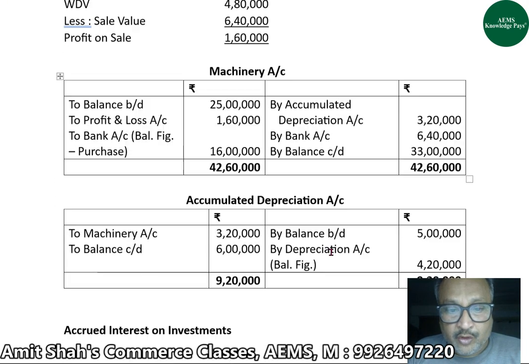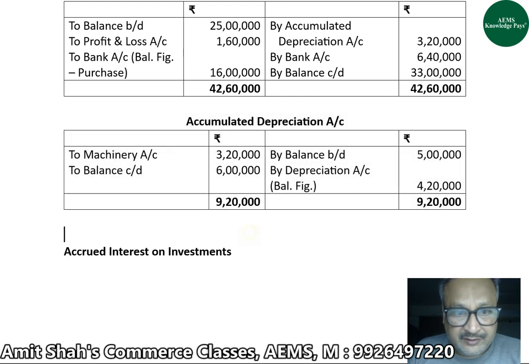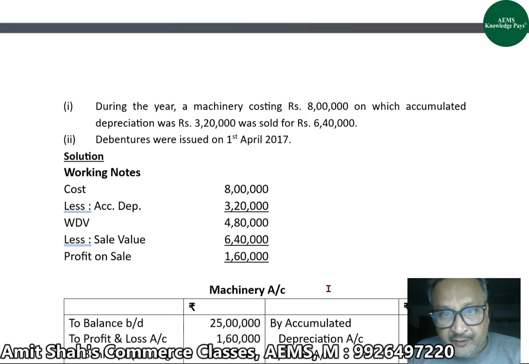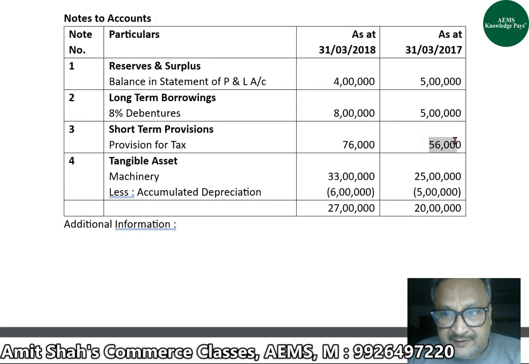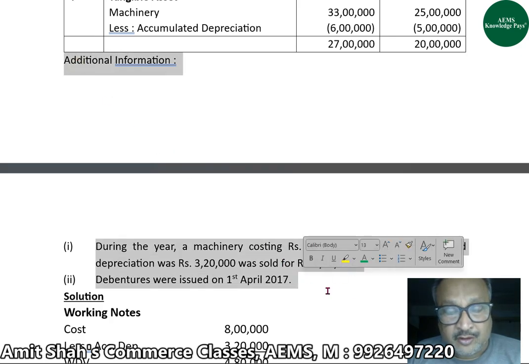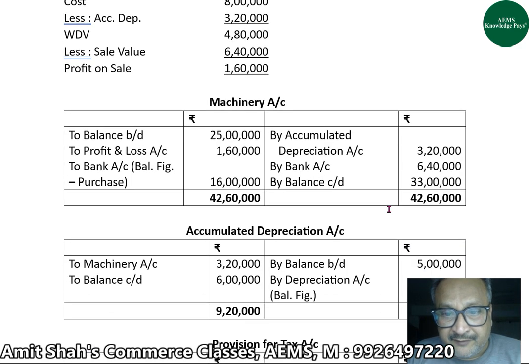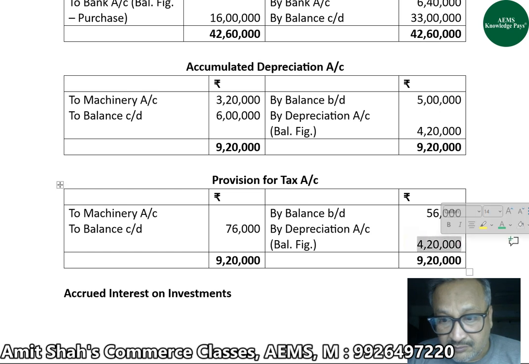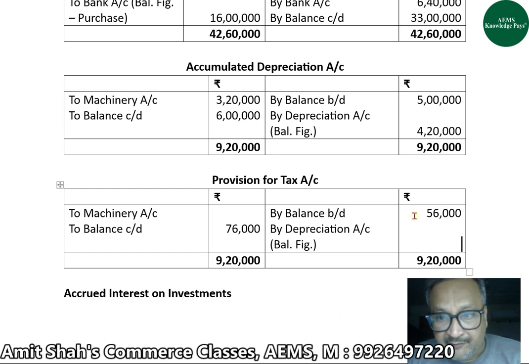So here I am making one more account as part of working notes, that is provision for tax, to make you understand how it works. So in provision for tax account, the opening balance is 56,000, the closing balance is 76,000. And we do not have any other information about tax at all. So opening is 56, closing is 76. So here we will take 56,000 and here we will take 76,000.